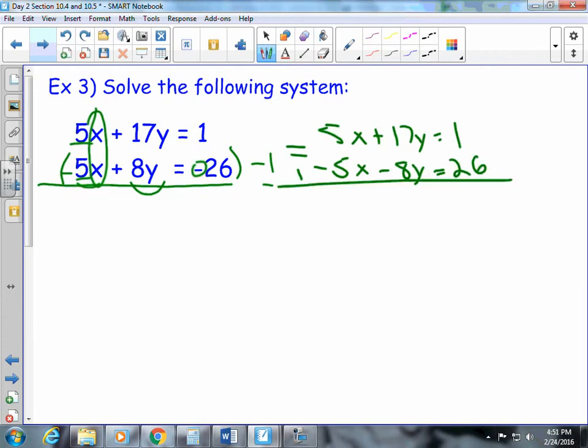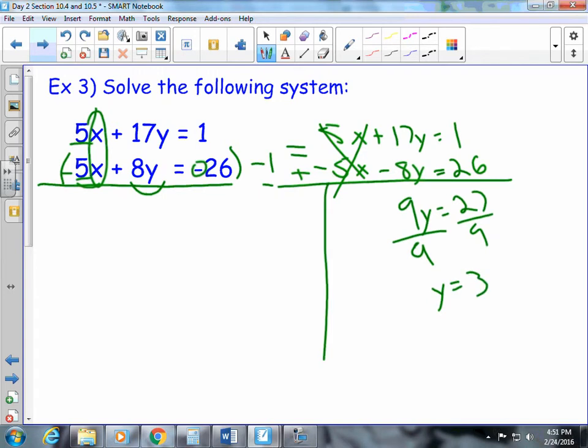Now when I add up the two equations, I'll get x to cancel out. So x is gone. I got 17y minus 8y, which gives me 9y. And now that's equal to 26 plus 1 is 27. Divide both sides by 9. Y is equal to 3. So now I'm going to go over here and do my second step because it just makes sense. The step is exactly the same as all the others.